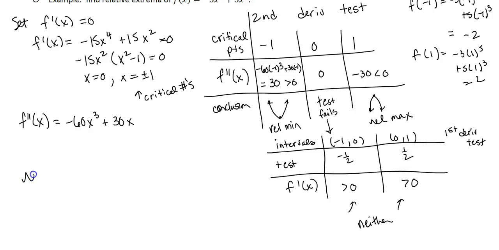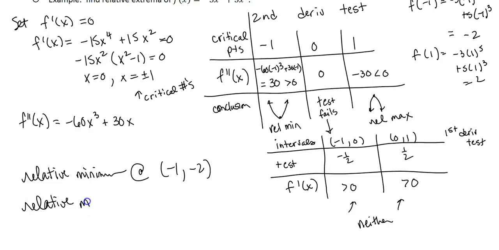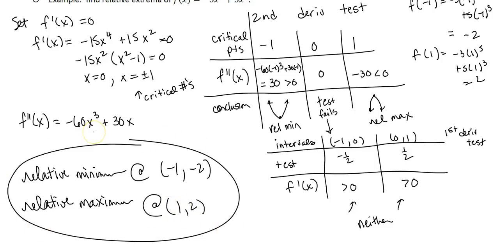So my conclusion is that I have a relative minimum at the point -1, and we found that to be -2, and I have a relative maximum at the point 1, 2. So that would be my answer here.